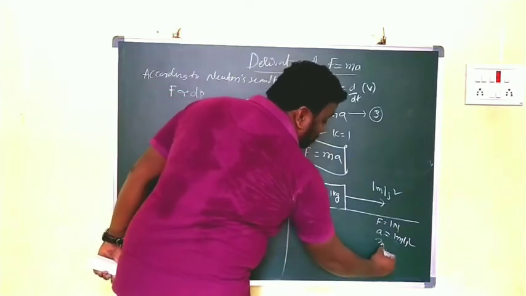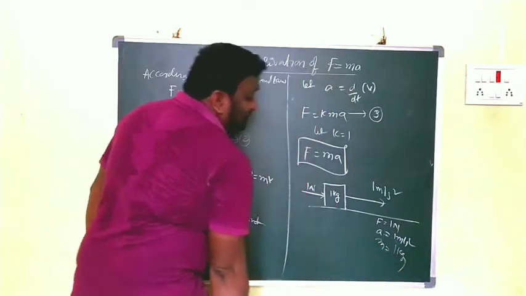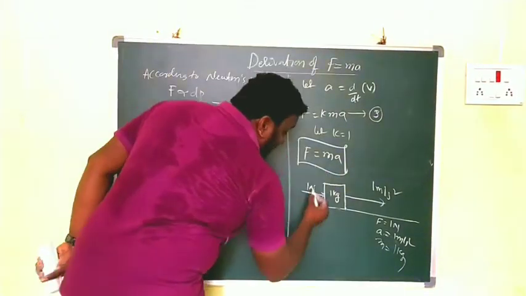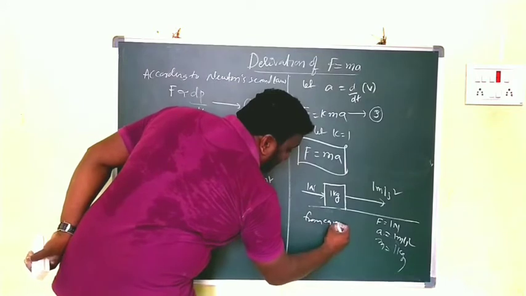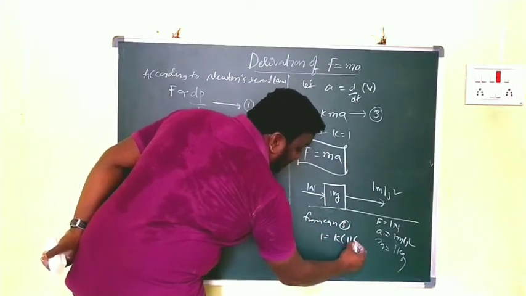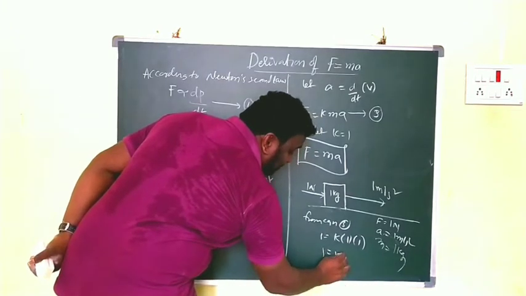And M is equal to 1 kg. Then from equation number 3 what do you have to write? 1 is equal to K into 1 into 1. Then what do you get? 1 is equal to K.